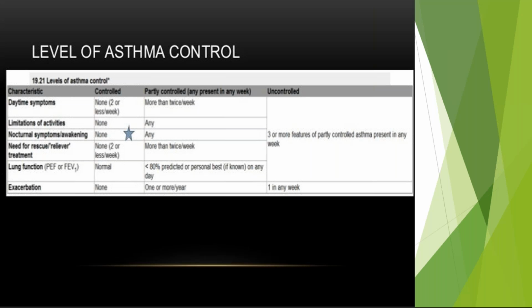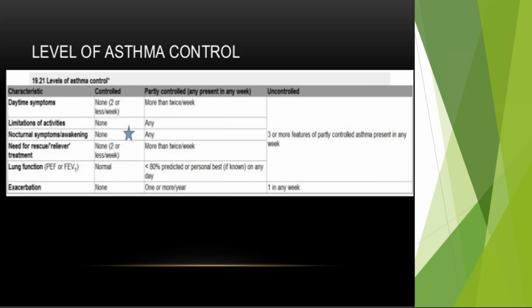For controlled patients, the daytime symptoms will be less than or equal to two per week, and there won't be any limitation of activity, and there won't be any nocturnal symptoms, and there is no need of using rescuer or reliever treatment, or he might use it two or less than two times per week, and lung function will be normal, and there will be no or mild exacerbations.